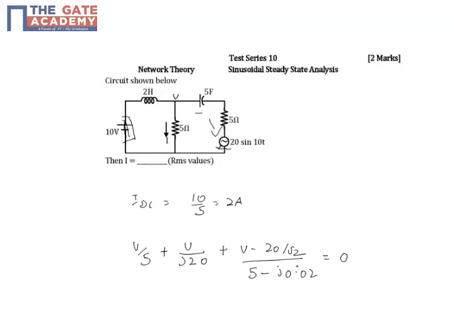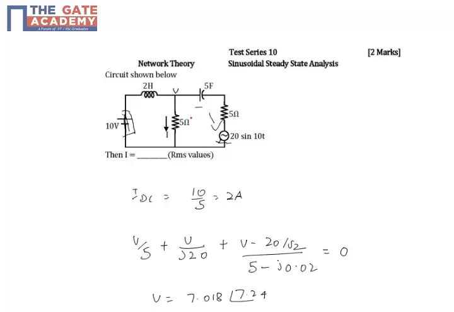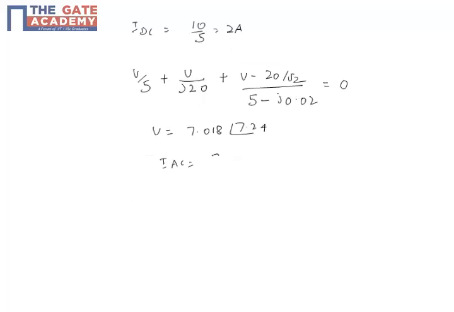Now we have to solve for this, which when we do, we will get V equal to 7.018 at an angle of 7.24 degrees. Hence the current through the 5 ohms resistor in the presence of this AC source is very simple. We have determined this voltage V, and that divided by 5 will give us this current. So that is equal to 7.018 divided by 5, equal to 1.4 amps.